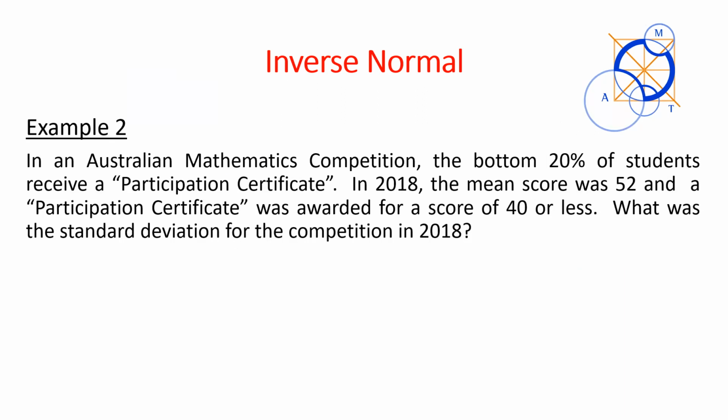All right, let's do a second example. Same competition, maths competition. This time the bottom 20% of students received a participation certificate. So in 2018, the mean score was 52 and a participation certificate was awarded for a score of 40 or less. What was the standard deviation for this competition in 2018?